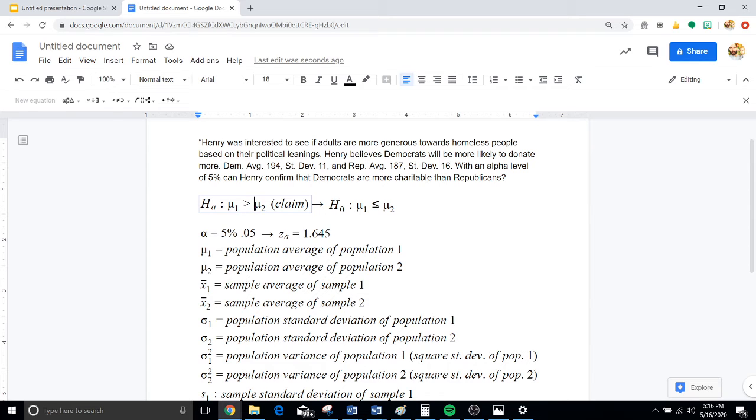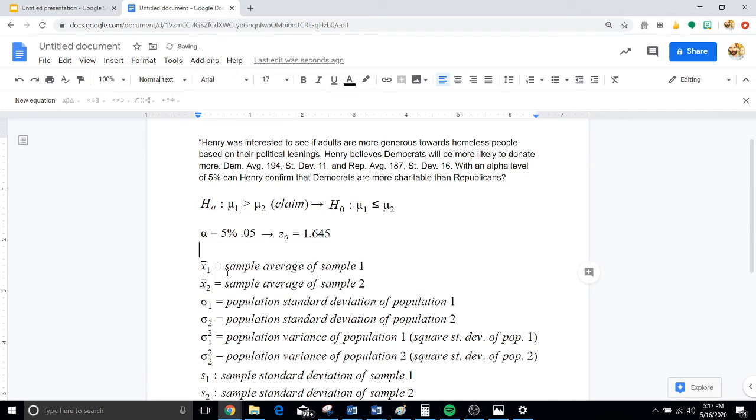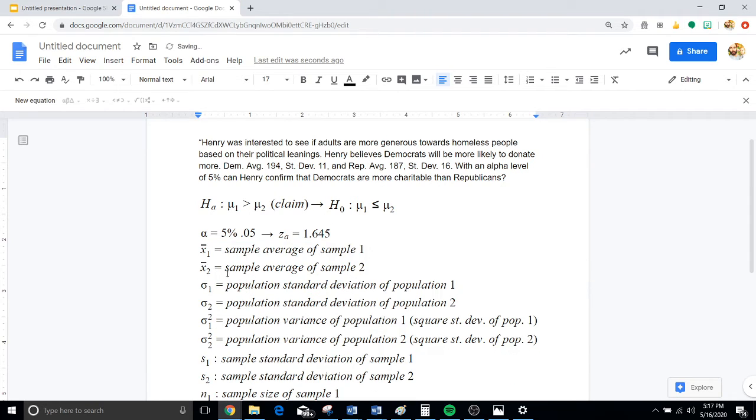All right, moving on. Our mu1 and our mu2, we've stated before that these are pointless to even think about because they're going to cancel each other out. So they could be 100, they could be a million, it doesn't matter. They're identical, and when you subtract identical things, it goes away. All right, x bar 1. X bar is, of course, our sample average. So our sample average for Democrats is 194, so let's write that in.